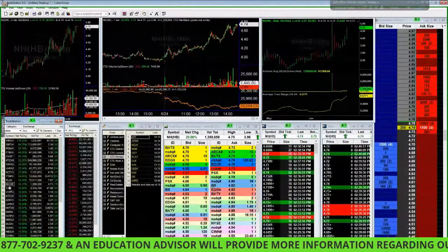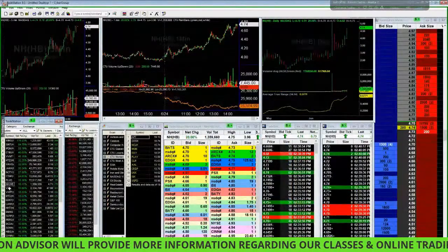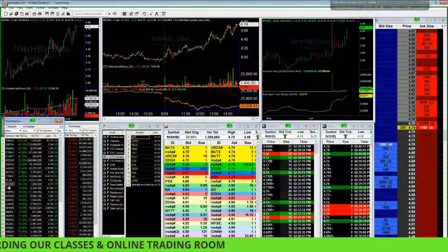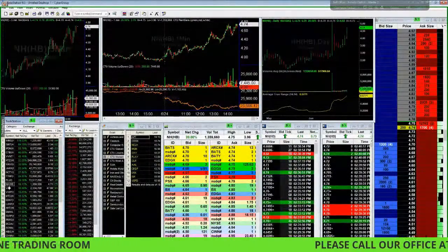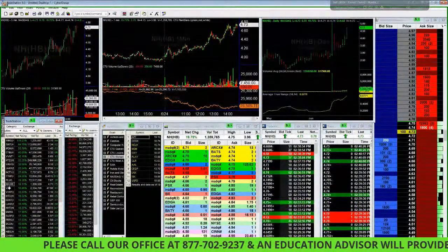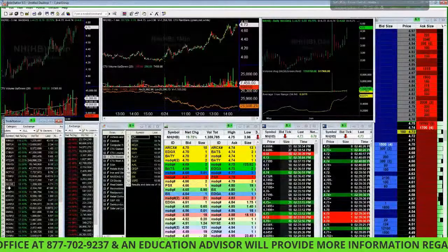All right, I think we may have skipped over a couple here. Or maybe the scanner just refreshed on me. NHVR or VIR here. This NH trade does appeal to me. Of course, right at the highs, 12,000 share order on Iceberg on the ask at 4.75. All right, cool.